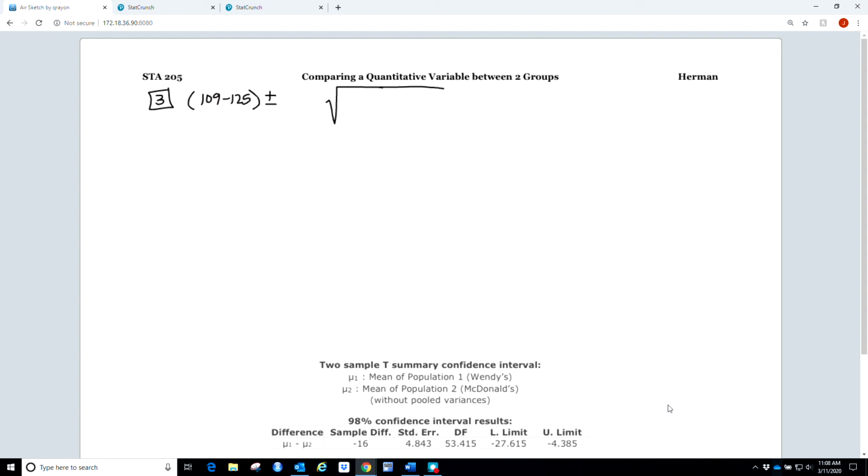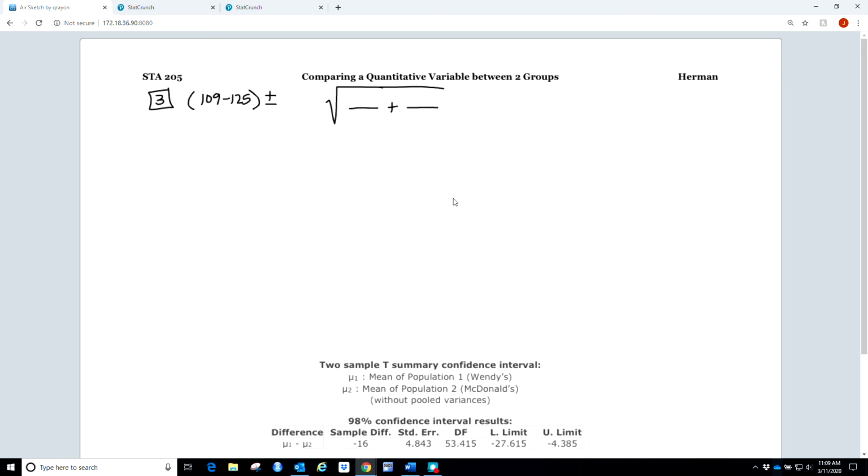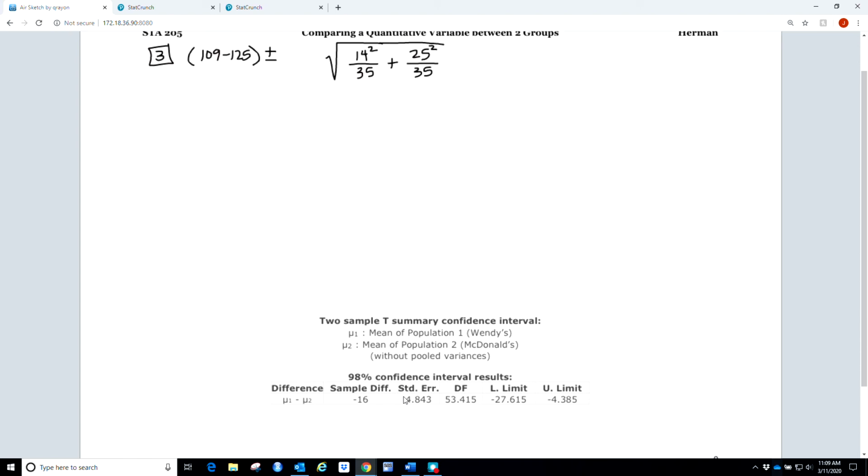Now for that, I need each of my standard deviations and my sample sizes. So my standard deviation for each group and my sample sizes that I'm going to plug in to this formula. So each of the standard deviations gets squared, and then both of them have the same sample size of 35. Now how I can get my t is based upon my confidence level, so it told me to be 98% confident. But then I also need my degrees of freedom.